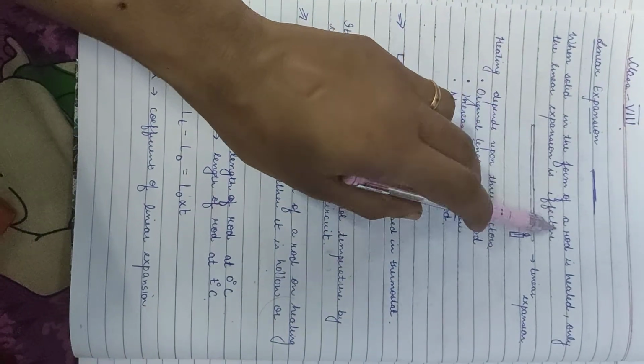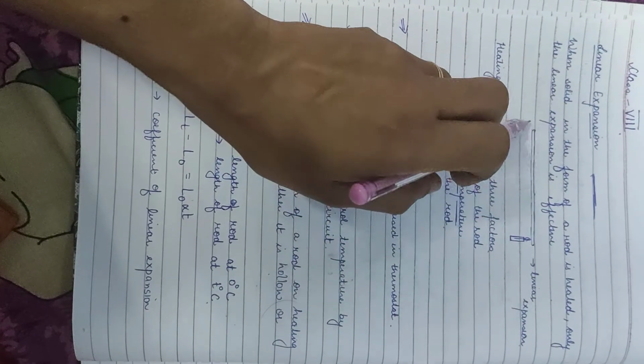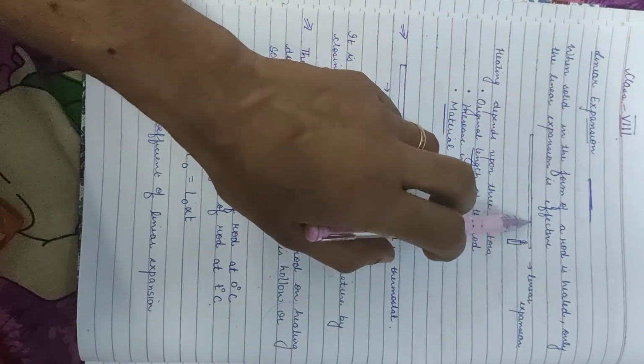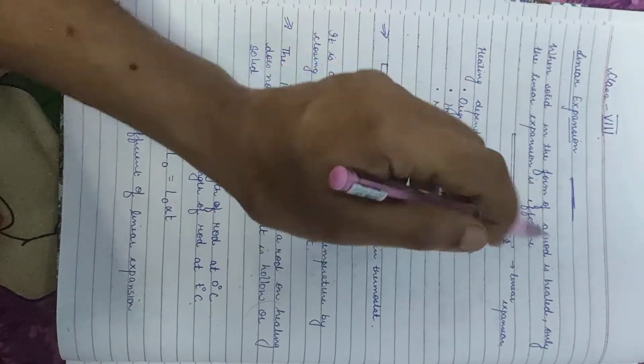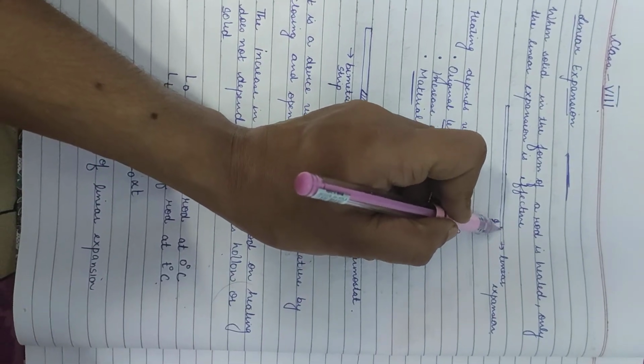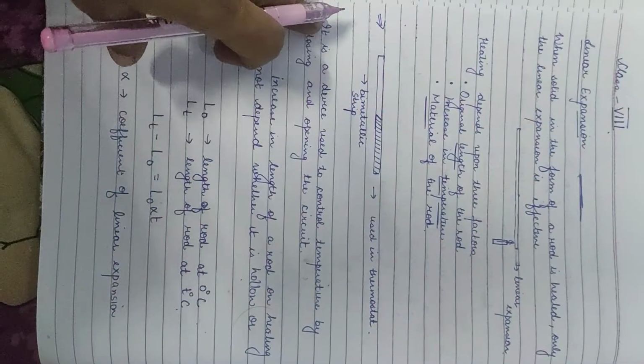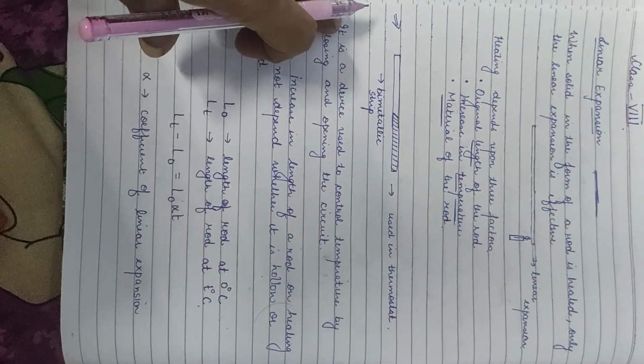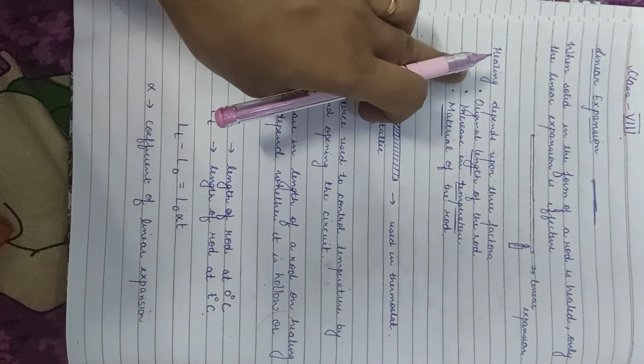When a solid in the form of a rod is heated, only the linear expansion is affected. Suppose this is the rod. I'm heating this rod. It's till this dimension. Now it's reaching till this dimension, suppose. So it is what? Linearly expanding.